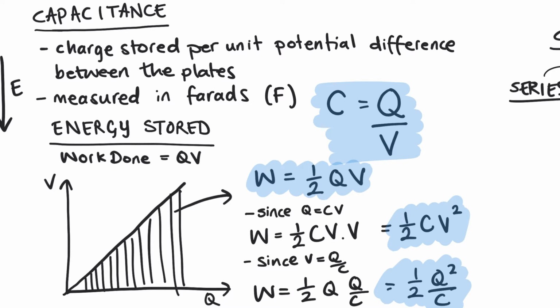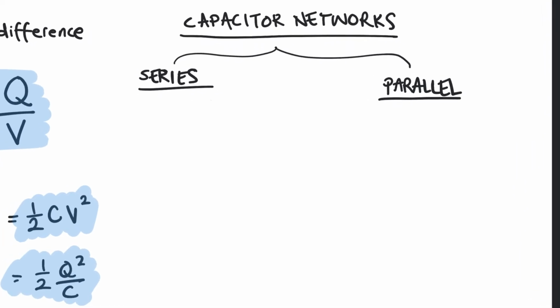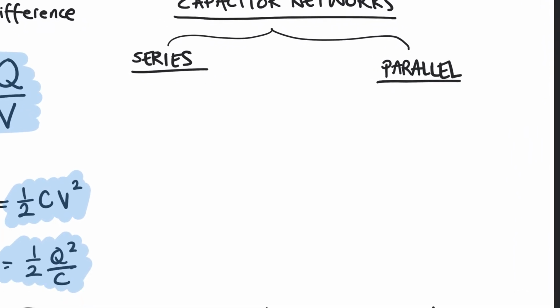Next we're going to have a look at how we work out the total capacitance if we have multiple capacitors arranged either in series or in parallel. So let's start off and look at the capacitors in series. So here we have 3 capacitors in series and I've just labelled them C1, C2 and C3.